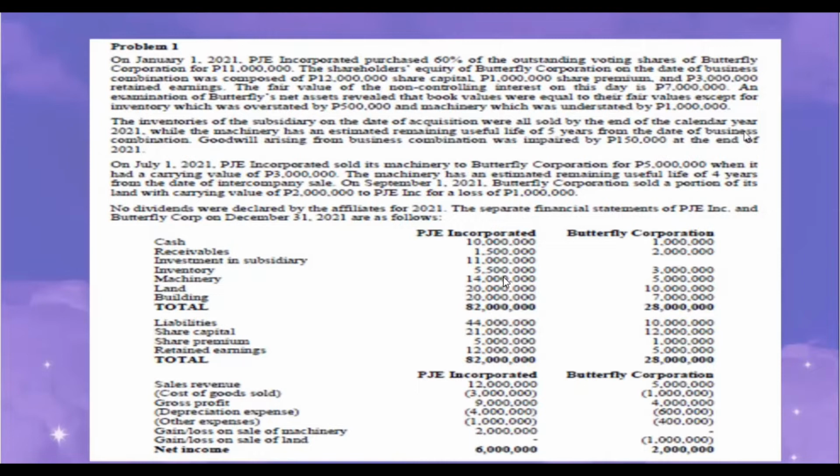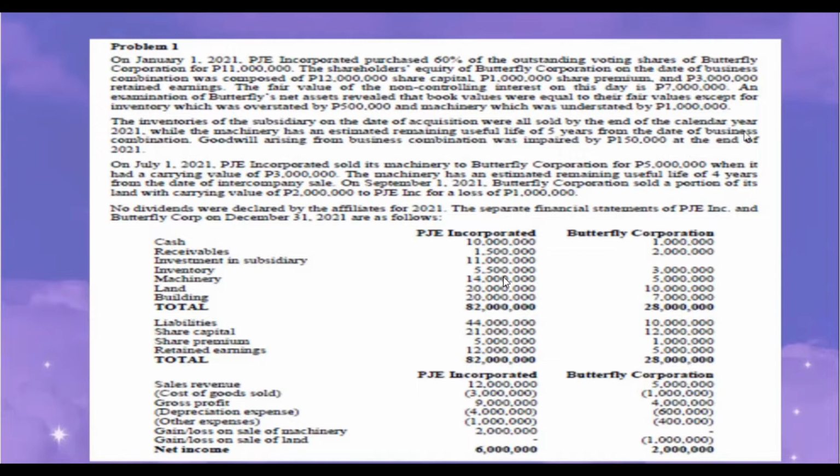Okay. On July 1, 2021, PJE Incorporated sold its machinery to Butterfly Corporation for 5 million when it had a carrying value of 3 million. The machinery has an estimated remaining useful life of 4 years from the date of intercompany sale. On September 1, 2021, Butterfly Corporation sold a portion of its land with carrying value of 2 million to PJE for a loss of 1 million pesos.